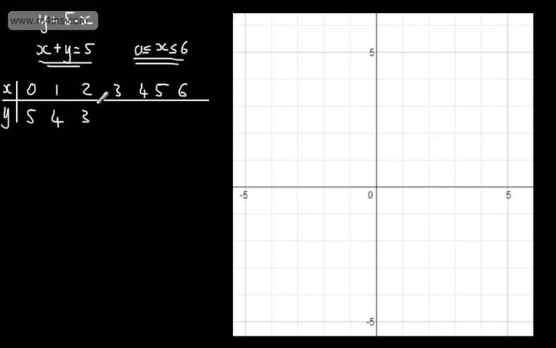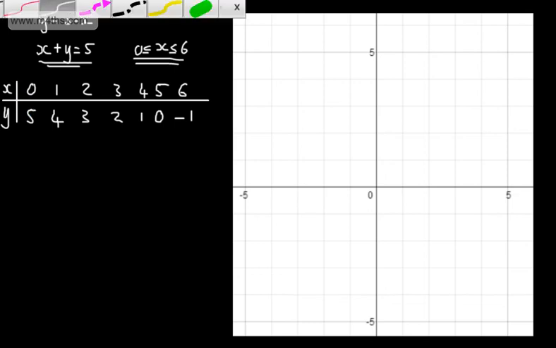So we can see that would be 3. 2 plus 3 is 5. When x is 3, y must be equal to 2. When x is 4, y must be equal to 1. When x is 5, y would be equal to 0. And when x is 6, y must be equal to minus 1. We can see that this is going down by 1 each time. So 7 would be minus 2. And in the same way, if we were asked for negative values, we would end up going the other way.